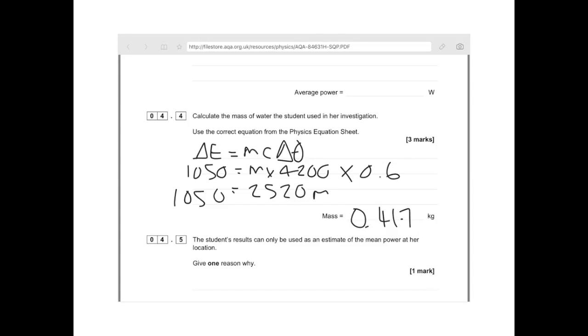The student's results can only be used as an estimate of the mean power of her location. Give one reason why. So where are the errors in her experiment? We could say the energy from the sun was used to also heat the pan as well as the water, or energy was lost to the surroundings. So anything sensible like that.